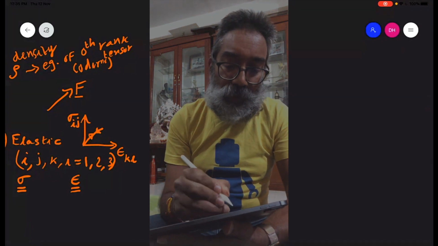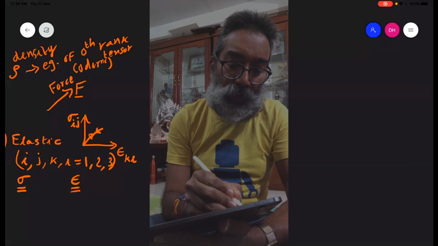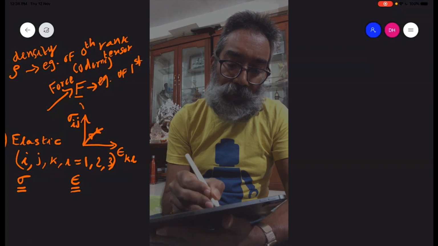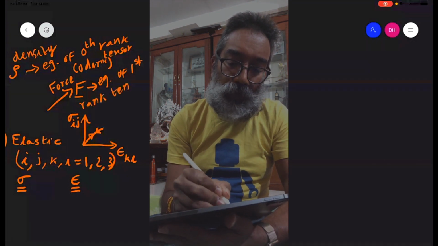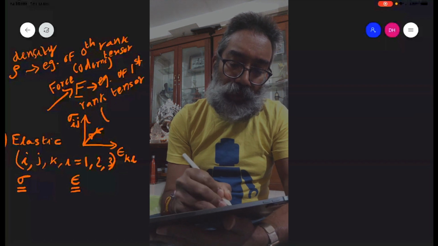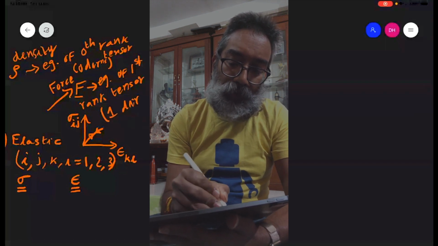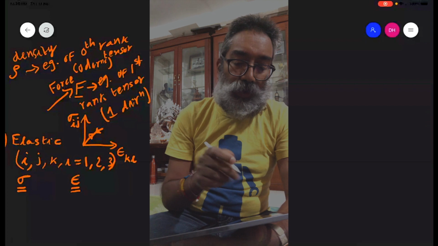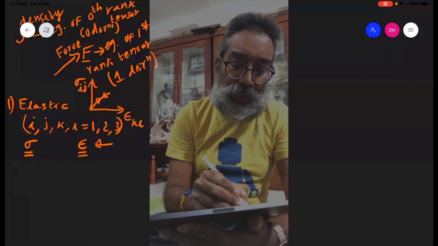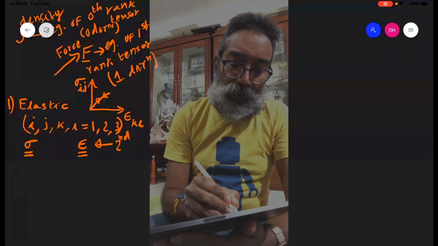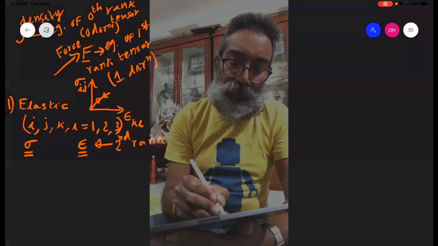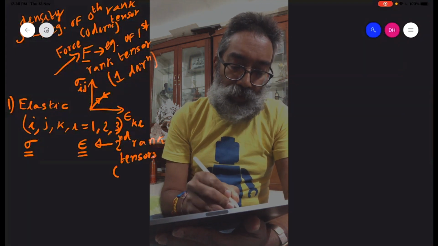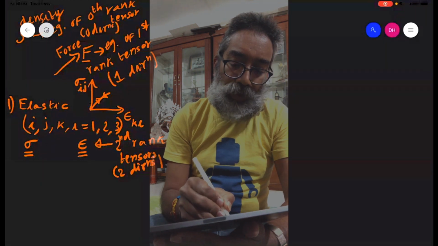On the other hand, the force shown over here is an example of a first rank tensor, because it requires one direction, which is the direction in which the force is acting. On the other hand, now we are talking of examples over here of second rank tensors, where you need two directions in order to define them.